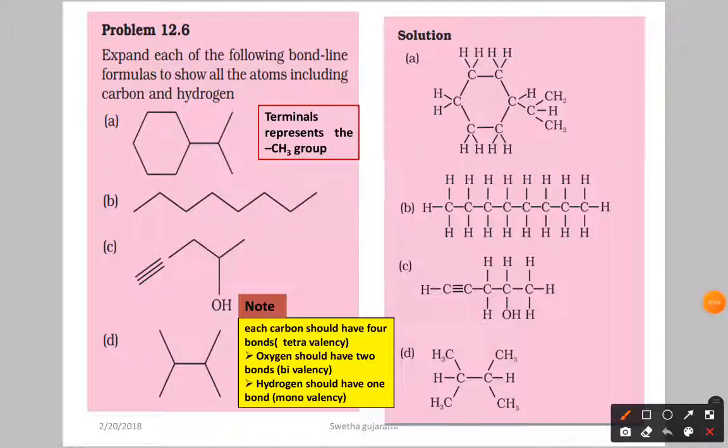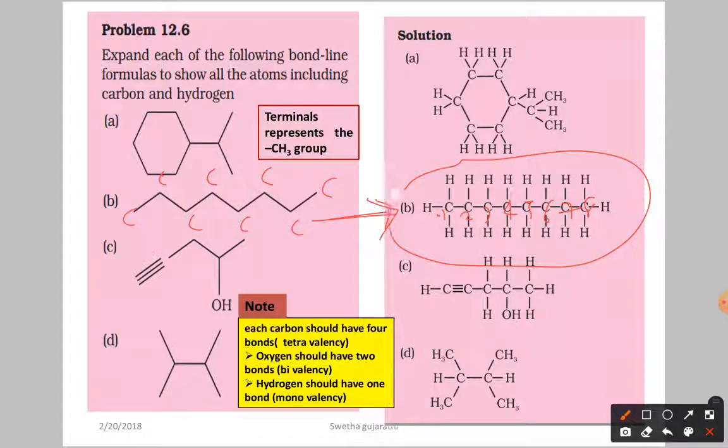Now here, in this structure, this is the first carbon, second, third, fourth, fifth, sixth, seventh, eighth. So we have 8 carbon atoms. Let us write the 8 carbon atoms first. This is the answer: 1, 2, 3, 4, 5, 6, 7, 8 carbon atoms. After that, what you have to do? You have to satisfy each carbon atom with hydrogen to satisfy the valency. So you are going to substitute with hydrogen to satisfy the valency.